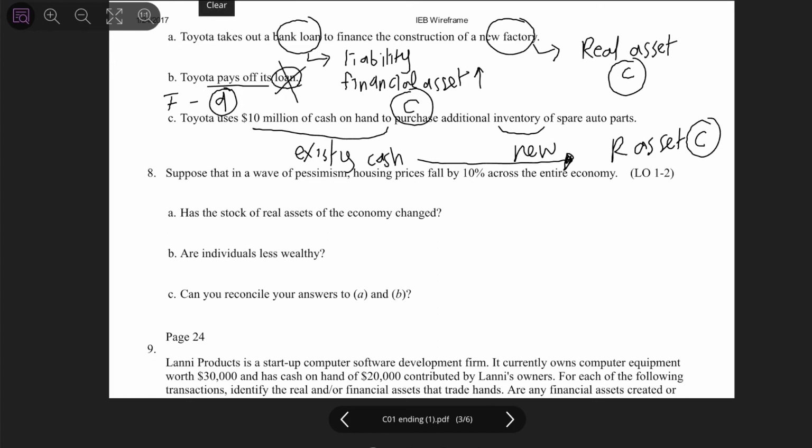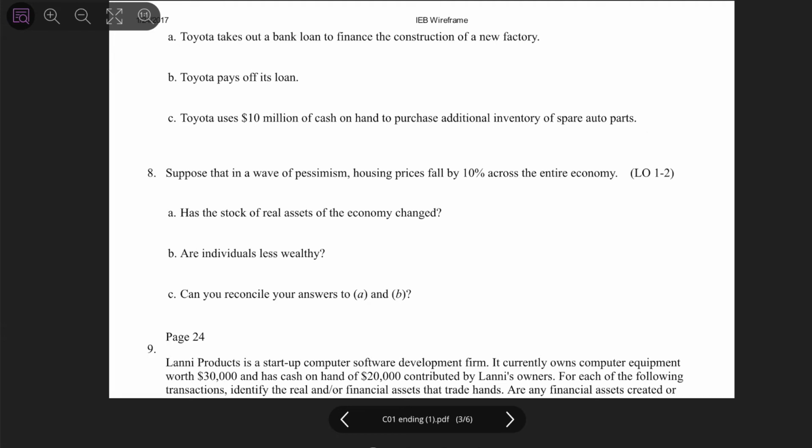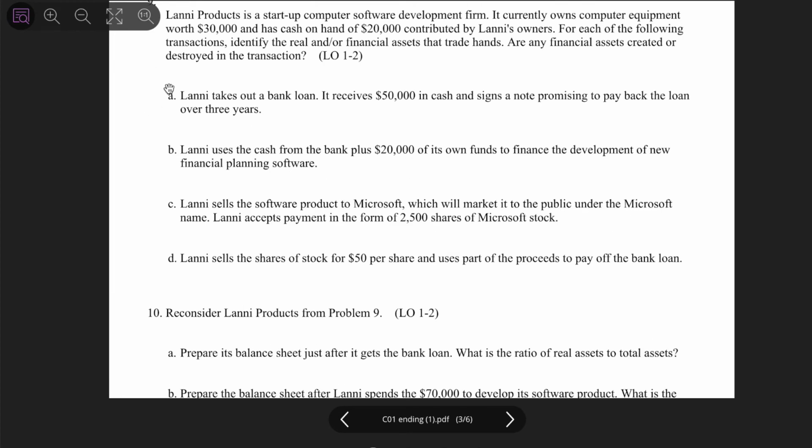Okay. And let's look at number 9. It's the same logic, right? So we want to identify the real and/or financial assets that trade hands. Are there financial assets created or destroyed in the transaction, right? So let's look at the assumption first. Lenny Product is a startup computer software development company. It currently owns computer equipment worth $30,000 and has cash on hand of $20,000 contributed by Lenny's owner. For each of the following transactions, identify any real or financial assets created or destroyed.